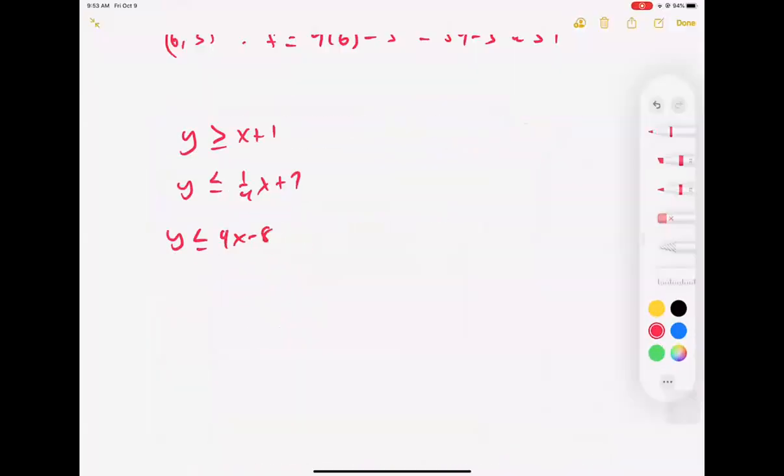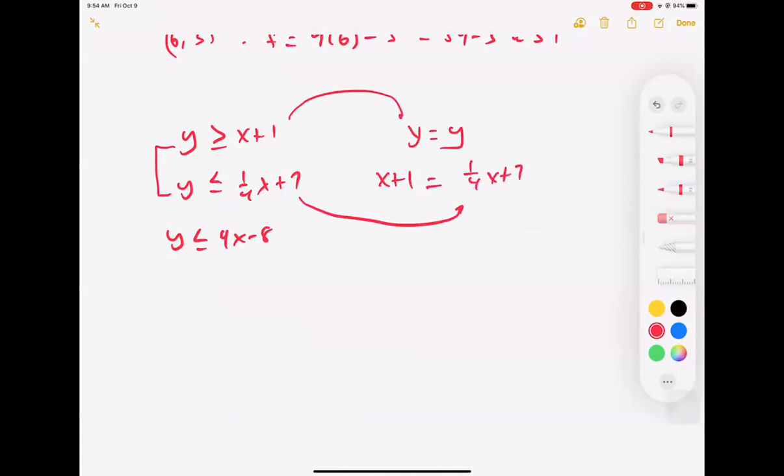Okay, so this is actually pretty easy. So just make sure you remember what we did before. We're going to solve for these two first. Y equals y, isn't that true? Y is equal to y. So we're going to say this y, x plus 1, is equal to this y, 1/4 x plus 7. We combine the x's to both sides. I'm going to move these x's over.